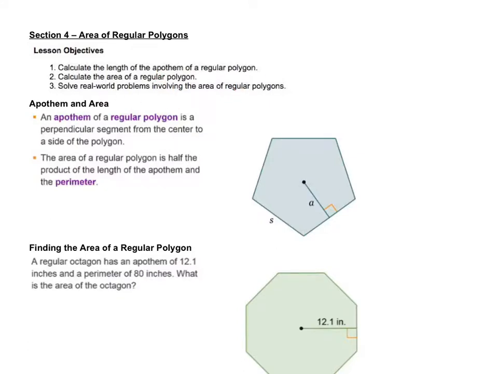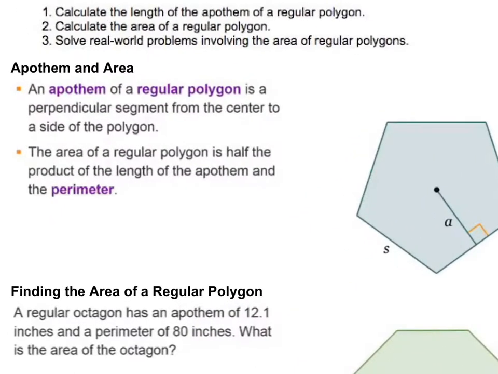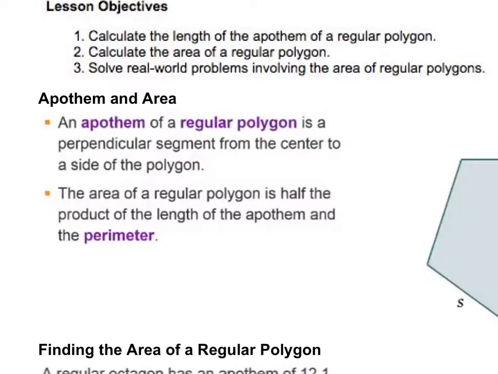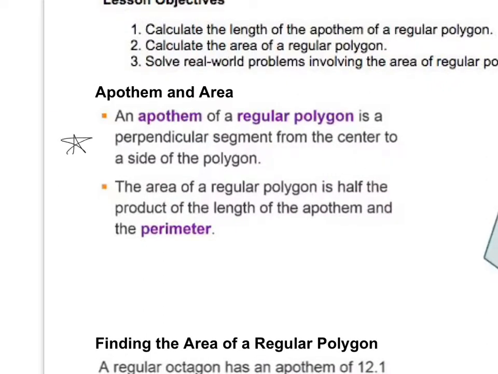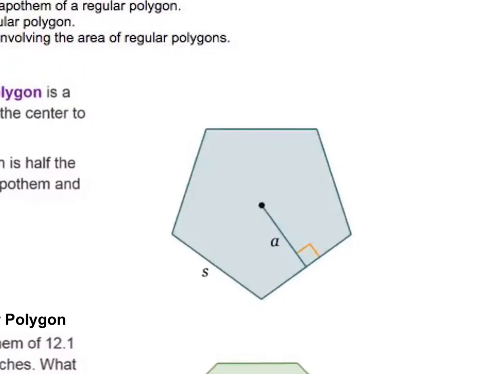The first thing I want to talk about is this thing called the apothem. The apothem is kind of a weird word. It always makes me sound like I'm saying the word opossum, but I have a terrible lisp, so just bear with me on that. An apothem of a regular polygon is a perpendicular segment from the center to the side of the polygon. It's really important that we know what the apothem is. In this regular polygon, this length here is this length A.